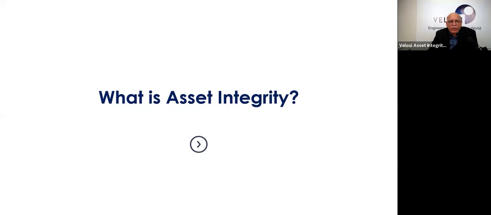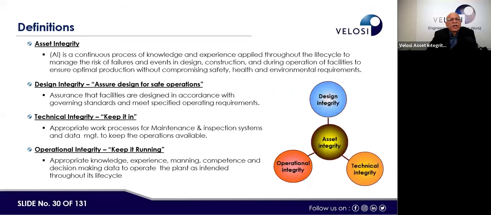Before we go to the topic, the first question is, what is asset integrity? Asset integrity is normally defined as a continuous process, from the birth to the grave, like at the design stage, at the operation stage, and also during the construction and design stage, if I have to focus myself.